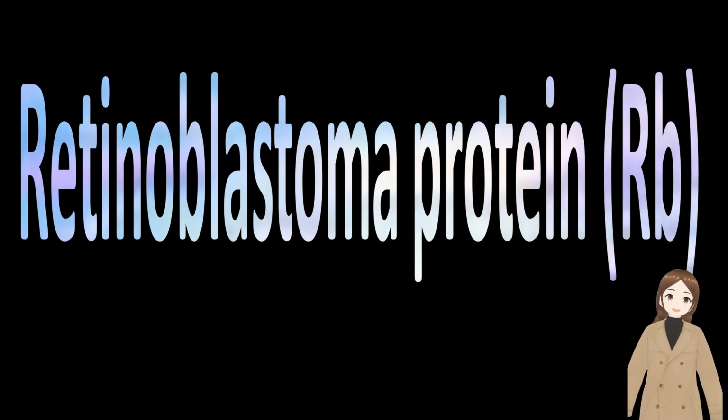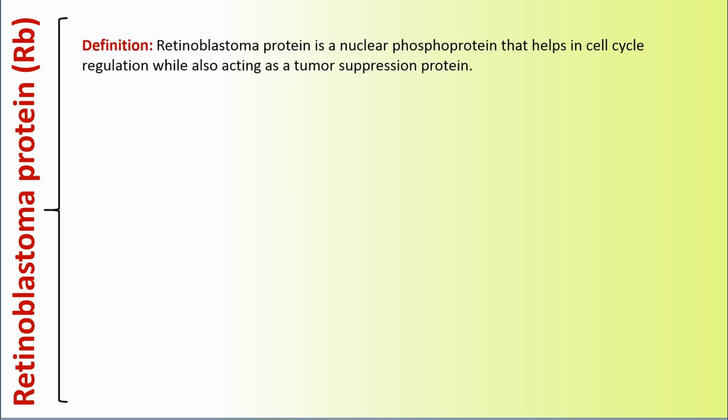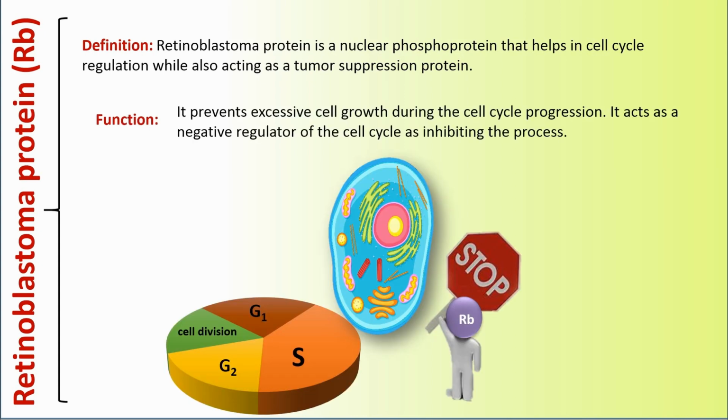Retinoblastoma protein or RB. Retinoblastoma protein is a nuclear phosphoprotein that helps in the cell cycle regulation while also acting as a tumor suppression protein. RB prevents excessive cell growth during the cell cycle progression. It acts as a negative regulator of the cell cycle, inhibiting the process.